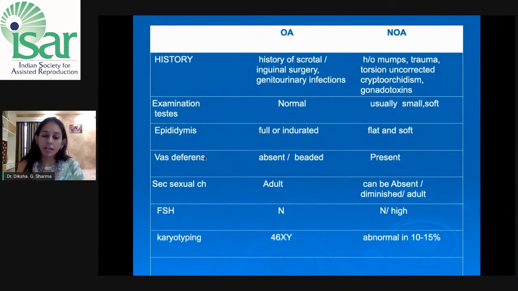The epididymis can be full or indurated in obstructive, especially with infective pathology, and will be flat and soft in non-obstructive. The vas will either be absent, like in CBAVD, or can be beaded if there's an infective etiology. The vas will be present in non-obstructive. The secondary sexual characters will be normal in obstructive, while they can be absent, diminished or even normal in non-obstructive. The FSH level will be normal in obstructive, and in non-obstructive it can be normal or high. There will be a normal karyotype in obstructive, while in non-obstructive there will be an abnormal karyotype in 10 to 15%.